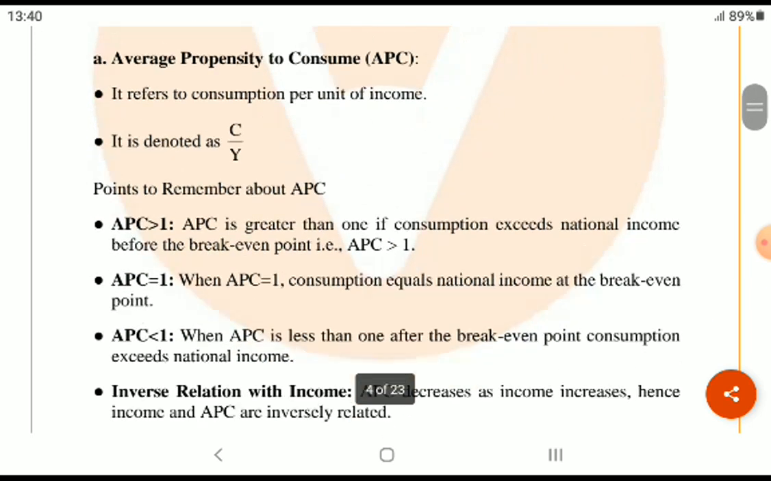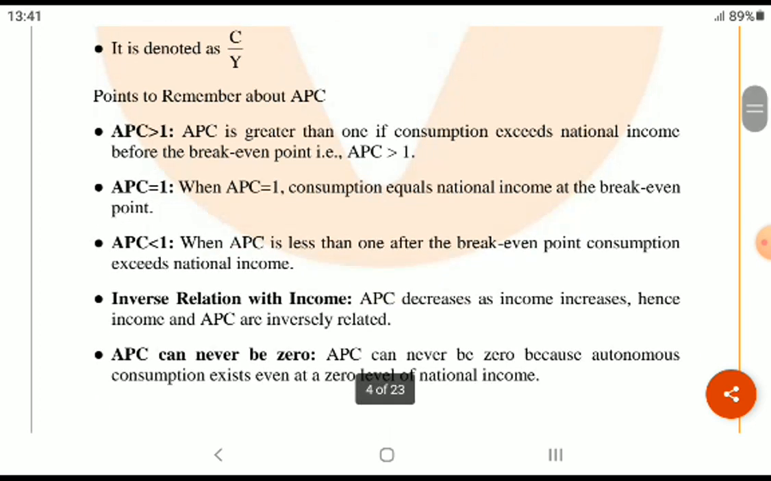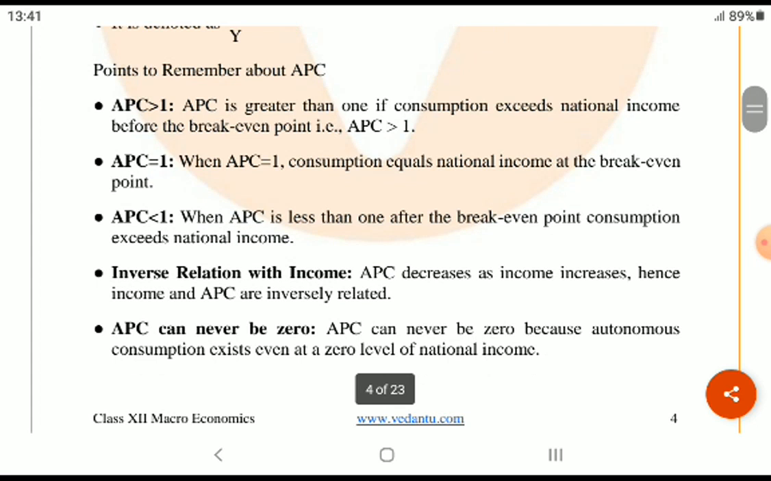The points you have to remember about APC: If APC is greater than 1, consumption exceeds national income, before the break-even point. If APC is equal to 1, consumption equals national income at the break-even point. If APC is smaller than 1, after the break-even point, consumption is less than national income.